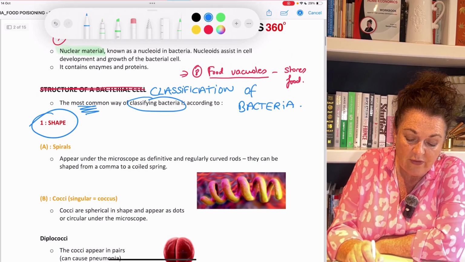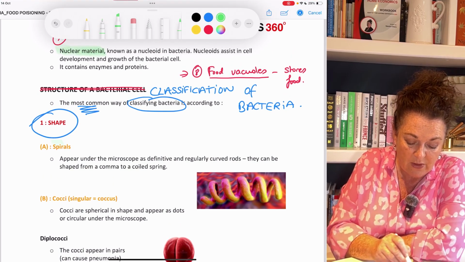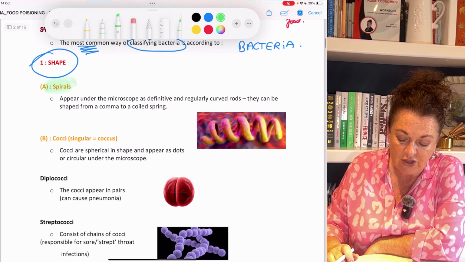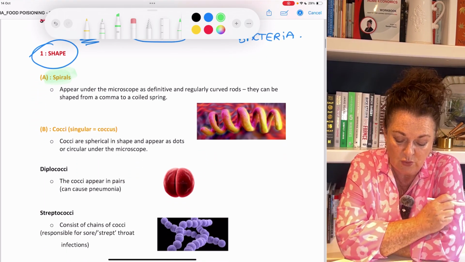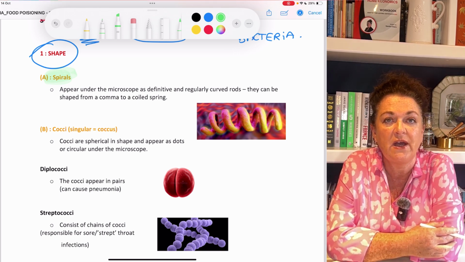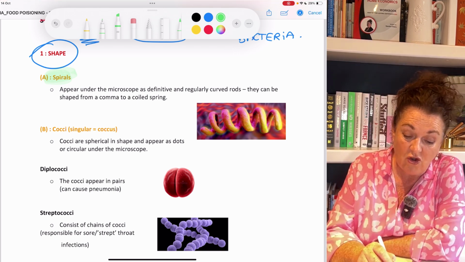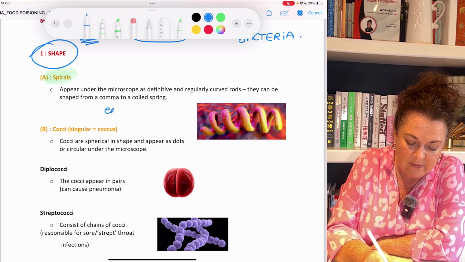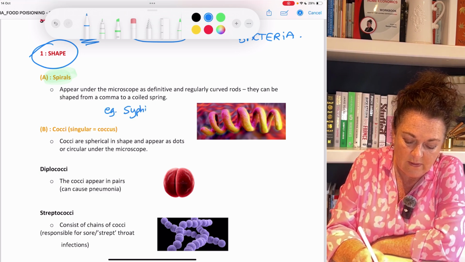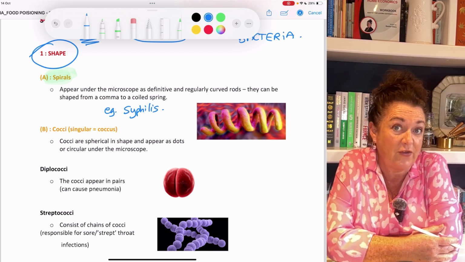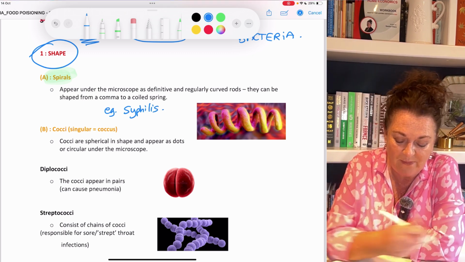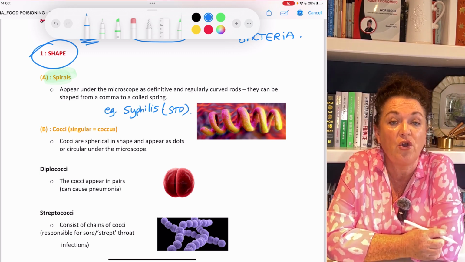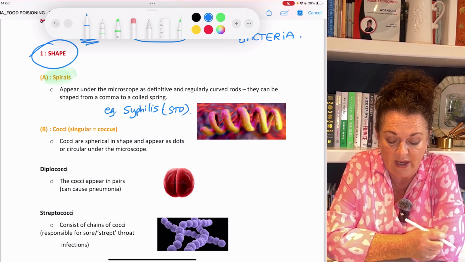So starting with our spirals, under a microscope you've got curved shapes, anything from a comma to a coiled spring. And like I said, syphilis, which is a sexually transmitted disease, or STD. Under the microscope, it has a spiral shape.